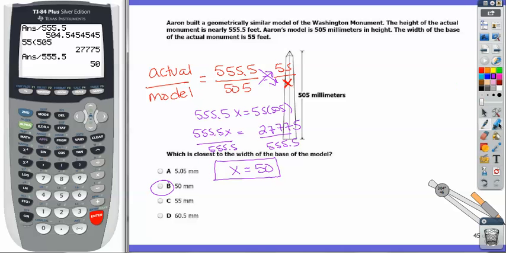Notice a couple of tricks here. I actually wrote down what I was dealing with. And I didn't really care it was a Washington Monument, but I knew I had an actual and a model. And I just kept that. All of my actual measurements were on the top. All of my model were on the bottom. So I kept it organized nicely, and that helped me solve this problem.